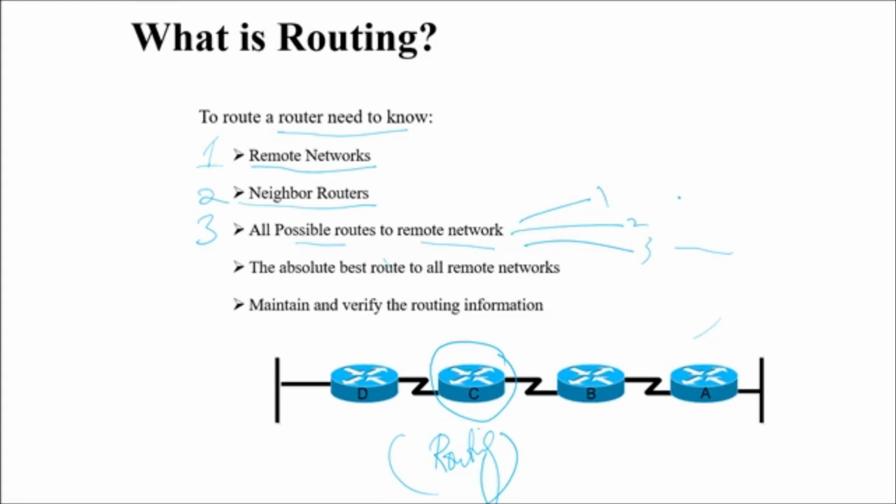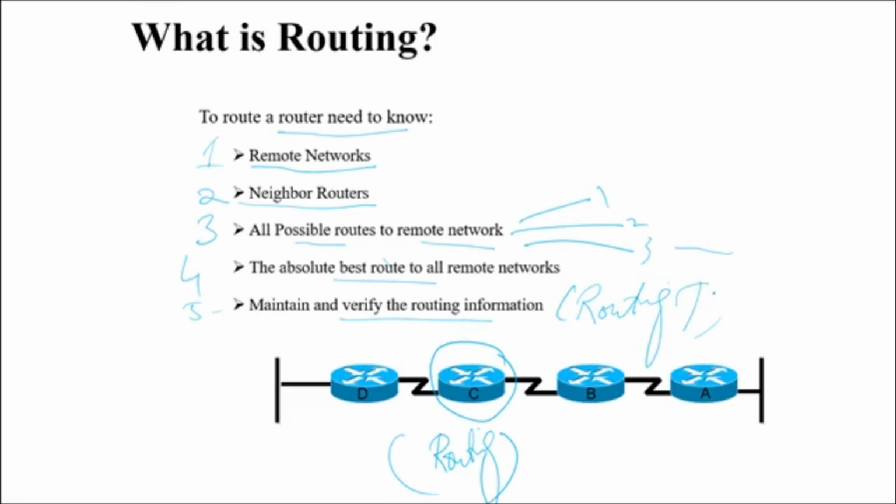What do you mean by remote network? It means the other networks you want to access. Maybe it is on the internet, maybe your branch network, etc. Then the fourth one is the absolute best route to all remote networks. And the fifth one is to maintain and verify the routing information. It means maintaining the routing table.